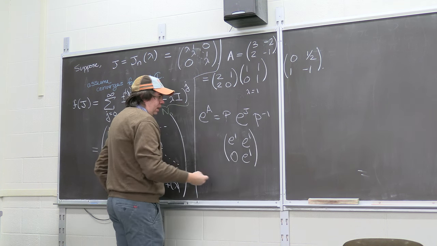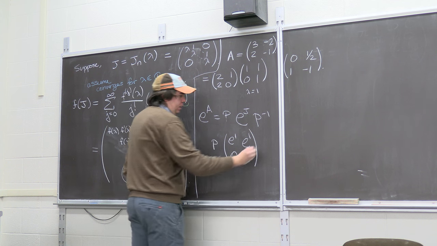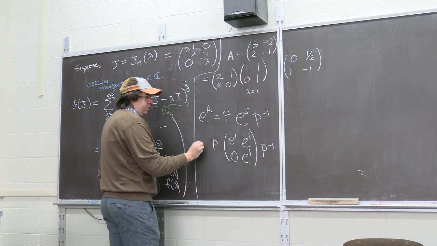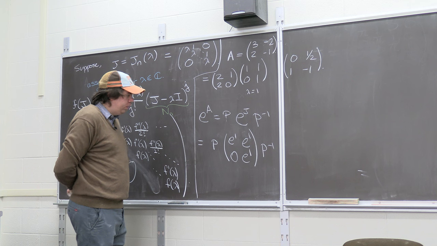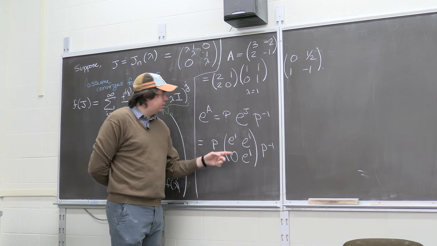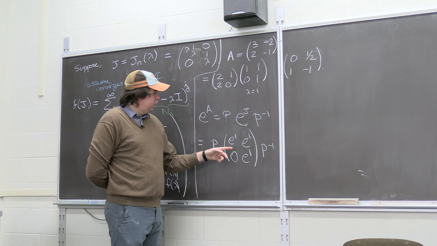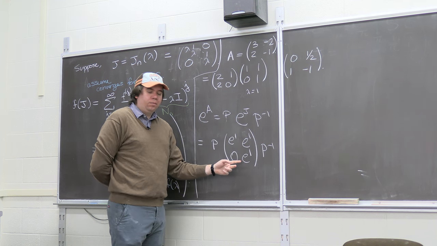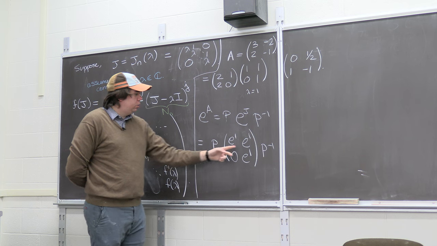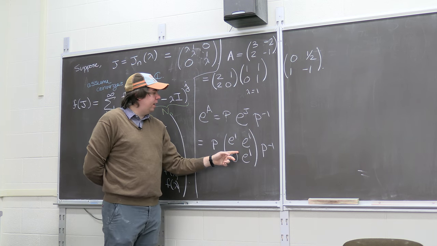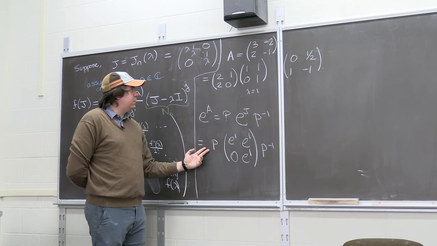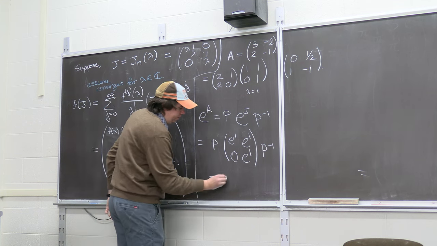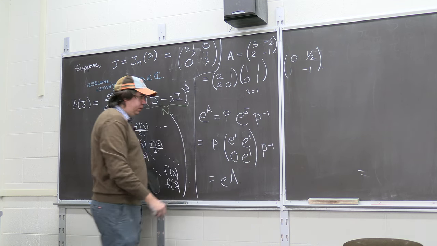And then you're just multiplying that by your P and your P inverse. And you can just do that out. But you look at this and you're like, what just happened? Well, in this particular case, I just scaled this matrix by a copy of e, just e's here. So if you pull out that scalar e, you're back to the original matrix J that you had. And so you just picked up a scalar copy of e, so you really just ended up with e times A.